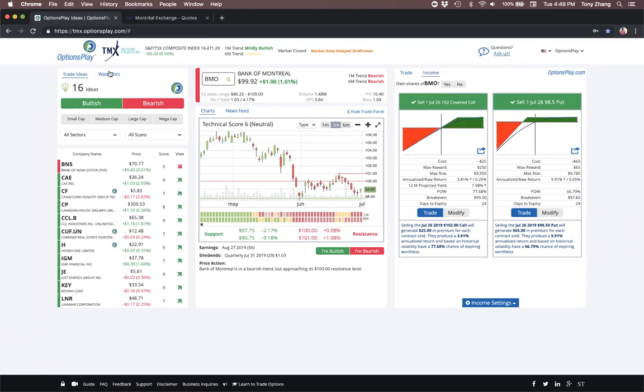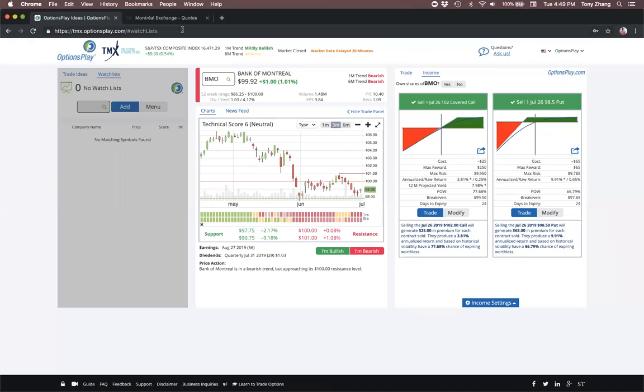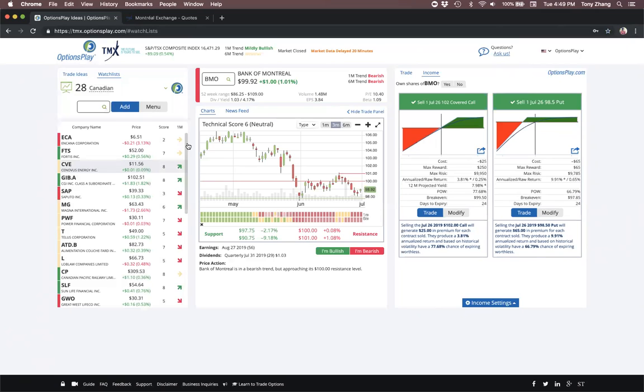We have fresh ideas that are scanned for you based on technical scans, and we have pre-built watch lists so that you can quickly scan a list of stocks and see where to pay attention. The security analysis panel is designed to give you snapshot technical analysis data so that you can see things like the short-term 1-month and 6-month trend, and the technical score or relative strength ranking, so that you can score stocks from 1 to 10 and see what are the strongest and weakest stocks in the market. Lastly, earnings, dividends, and price action data give you important information or dates that are necessary when you're trading options.